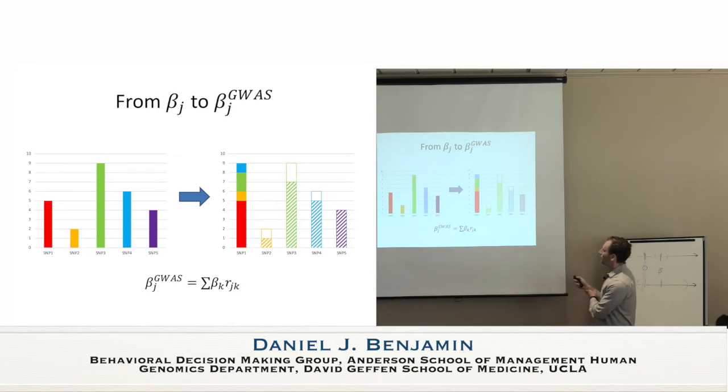It would be picking up none of SNP number 5 if SNP number 5 is not in LD with SNP number 1. So in general, the GWAS coefficient is going to be the sum of these causal effects weighted by their correlation with the GWAS SNP. Okay?